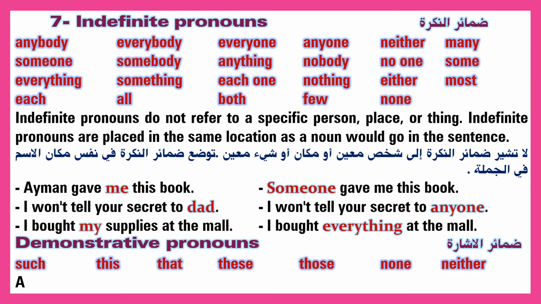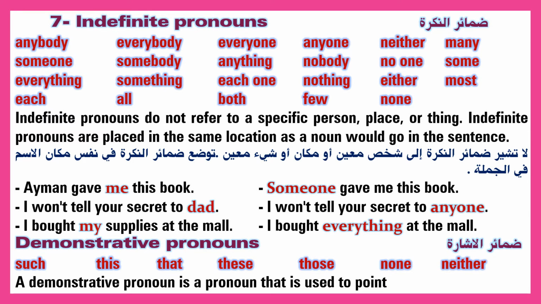Eamon gave me this book. Someone gave me this book. I won't tell your secret to Dad. I won't tell your secret to anyone. I bought my supplies at the mall. I bought everything at the mall.